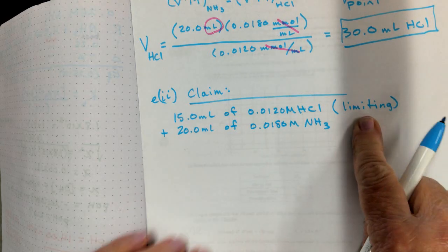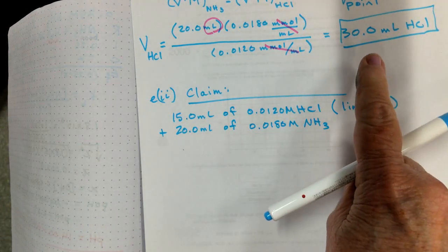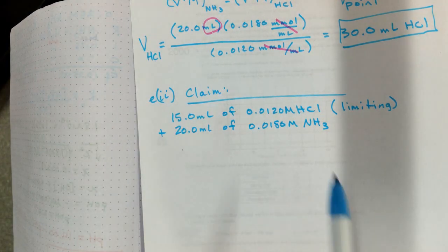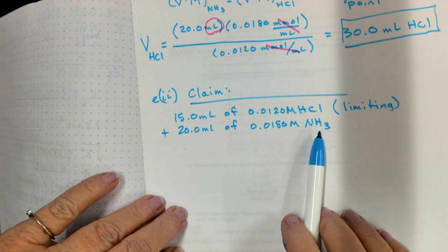I already know that because I haven't neutralized all my base. I need 30 to neutralize all my base. I'm not adding 30. I'm adding less than 30. So I know I'm going to have some base left over. It's going to be in excess.